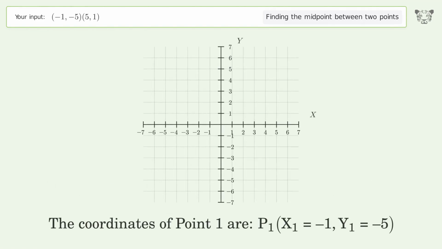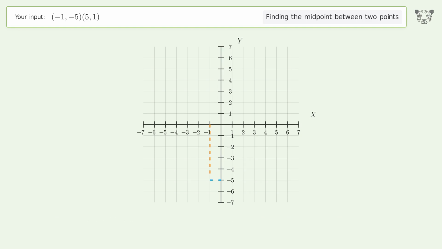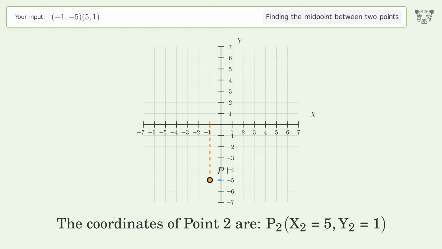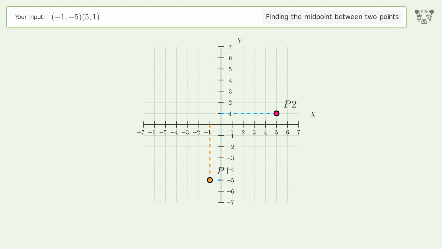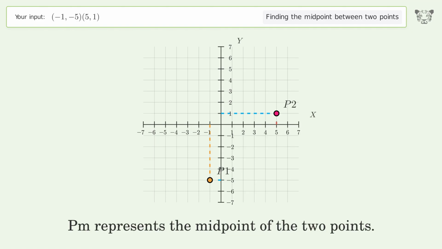The coordinates of point 1 are, x1 equals -1, y1 equals -5. The coordinates of point 2 are, x2 equals 5, y2 equals 1. PM represents the midpoint of the 2 points.